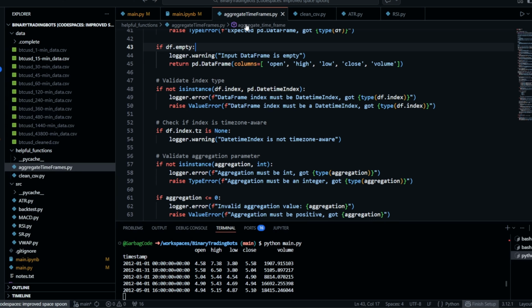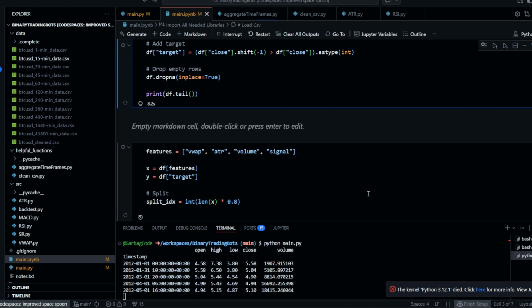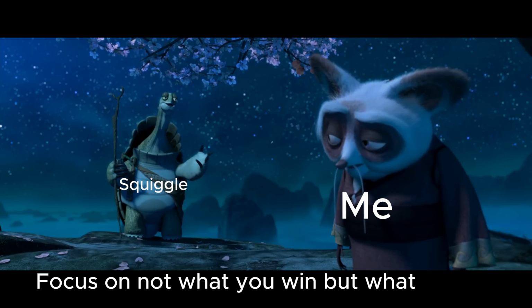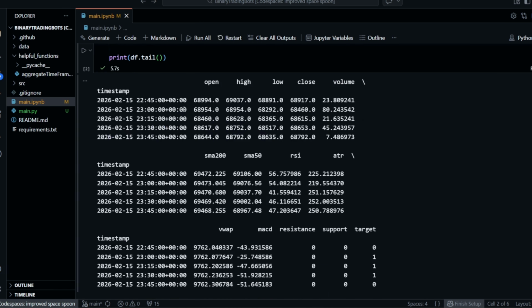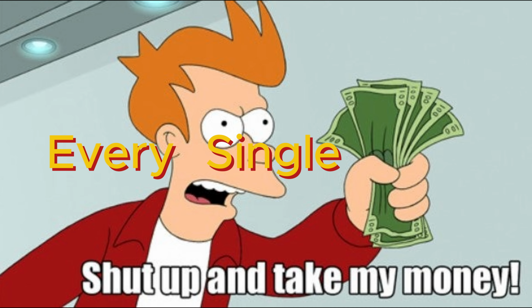Then something clicked, and this one actually changed how I thought about the whole project. Accuracy doesn't matter if the model is biased. Someone in the Discord, shout out to the great Squiggle, told me to focus not on what you win, but on what you lose. So I checked the precision and recall, and what I found was genuinely alarming. Recall on sell signals was at 3%, while recall on buy signals was at 98%. The bot wasn't predicting anything, it was just buying every single time.